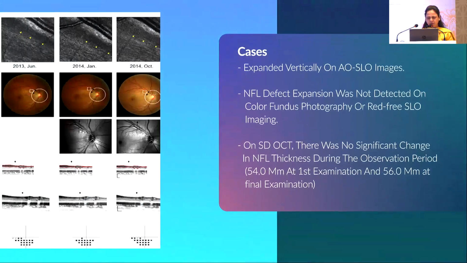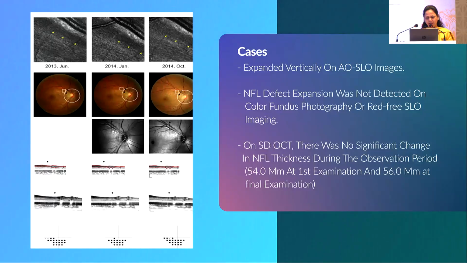Again, coming to a different individual, where we could see the expanded vertical AIOSLO images. Again, the thinning areas, if you see those areas, these are the thinning which are increasing. And when you see here in this color fundus photograph, the changes are only visible when it comes to the cupping. And in OCT, there is only localized thinning.